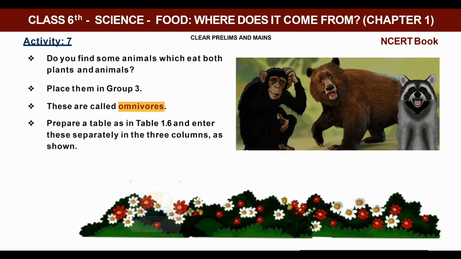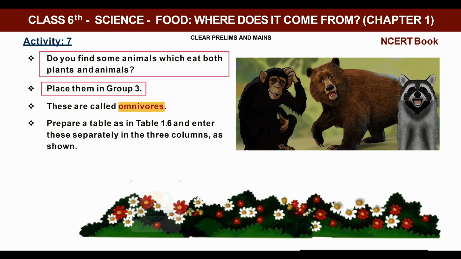And here, let us see in the next activity, do you find some animals which eat both plants and animals? We have to place them in the third group, and these are called omnivores. Yes, here you can see the monkey, bear, fox and dog. They are omnivores, and these are put into group 3. Put them in table 1.6 in the group 3 column.